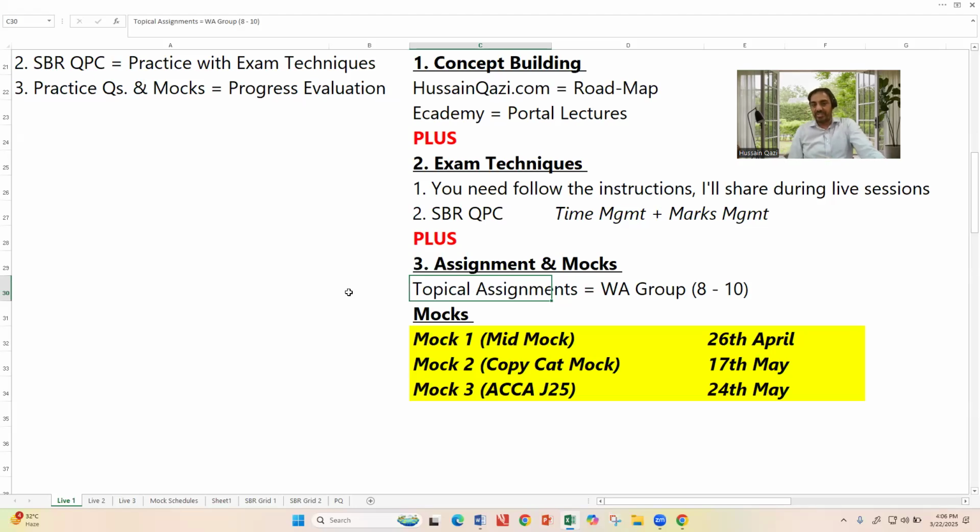During the live session, if I give you some assignments, or during the session, I will give you the assignments on the WhatsApp group. You have to strictly follow the instructions related to the assignments. Plus, that is called assignments. Number two, mocks.